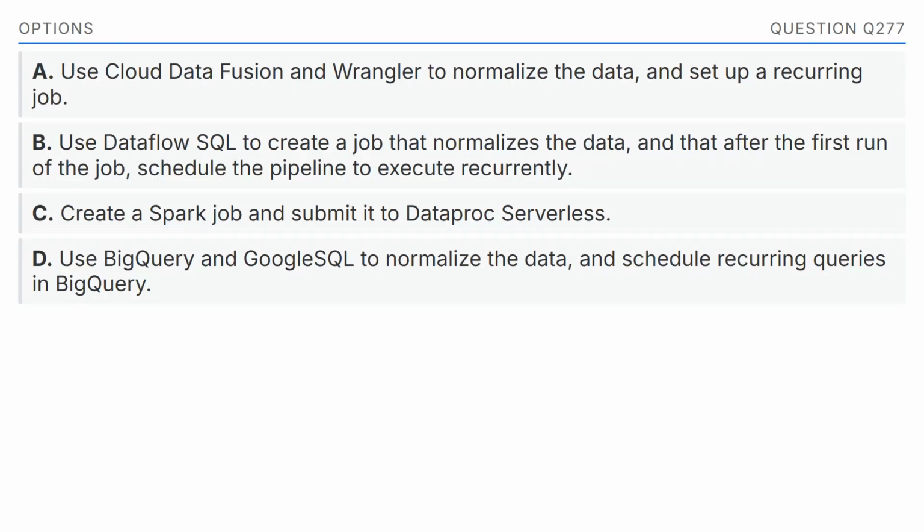The options are: Option A, use Cloud Data Fusion and Wrangler to normalize the data and set up a recurring job. Option B, use Dataflow SQL to create a job that normalizes the data, and after the first run of the job, schedule the pipeline to execute recurrently. Option C, create a Spark job and submit it to Dataproc serverless. Option D, use BigQuery and Google SQL to normalize the data and schedule recurring queries in BigQuery.